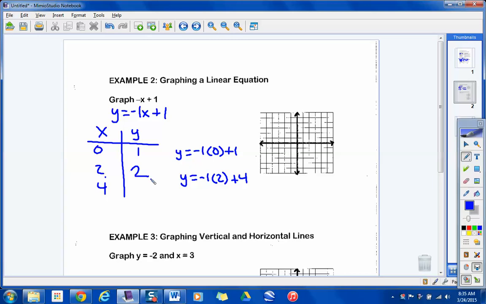What's your last input here? 4. Got to input 4. So where there's an x up here, instead of putting 0 or 2 in, we're now going to put in a 4. So in my original equation, I've got y equals -1 times 4 plus 1. We need 1 on the end.